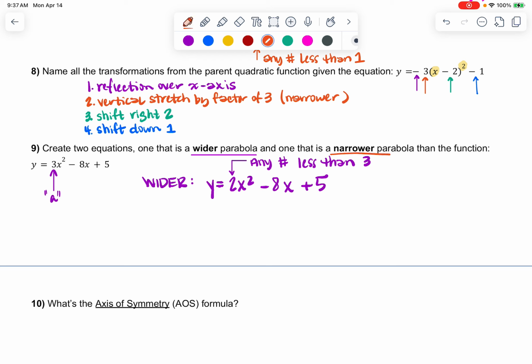All right, and then our last one, we're going to do the narrower parabola. And of course, if I want to make something narrower, that means I need to vertically stretch it more than what it currently already is. So I need a number greater than 3. So I'm just picking any number greater than 3 and keeping everything else the exact same. All right, and so there's obviously infinite answers here as long as you give me a number in the front, an A value that's greater than 3.